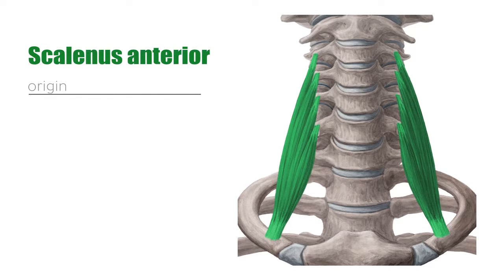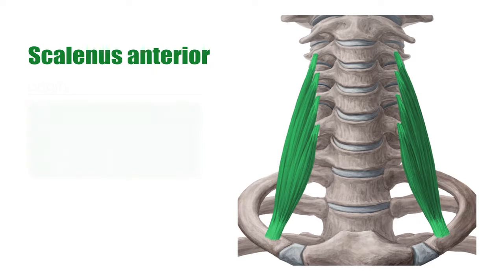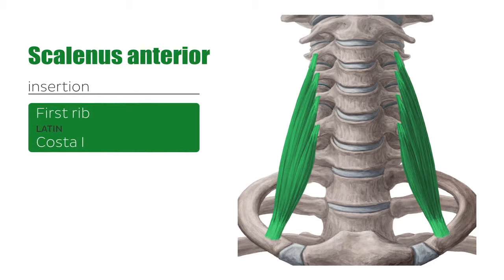In terms of origin points, this muscle is going to originate at the transverse processes of the 3rd to 6th cervical vertebrae. And then it goes all the way to insert at the 1st rib. And you can clearly see here on this image the 2 muscles inserting on the 1st rib.